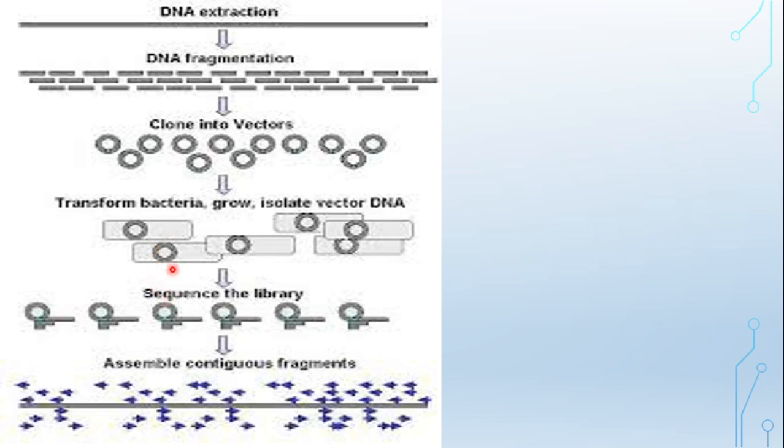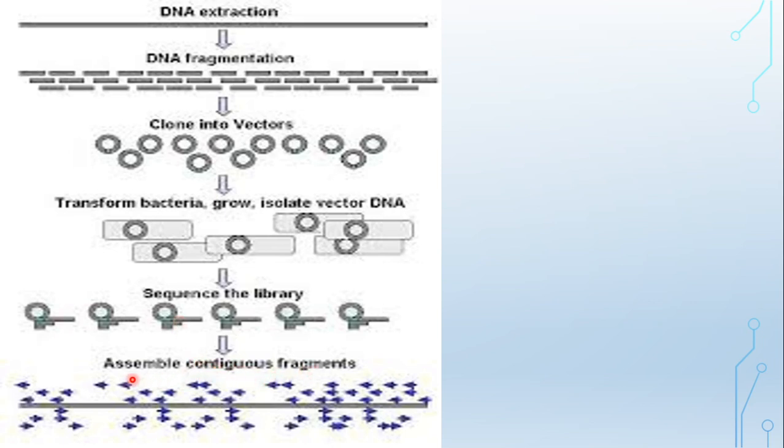They are again taken, digested, and then sequenced in the library. That means some sequence annotators are already prefixed. They are compared, and then we can sequence the DNA. Then after which they will be assembled as contiguous fragments.